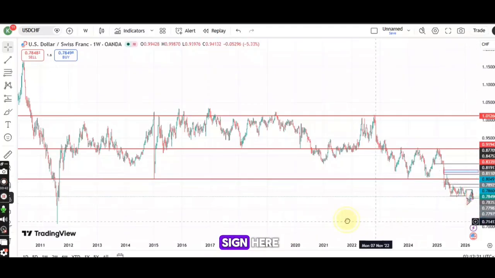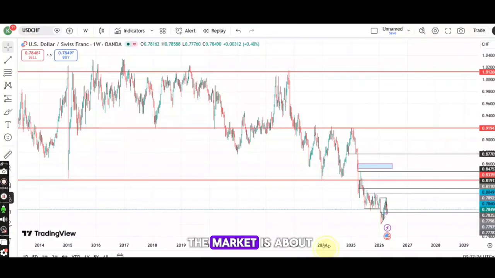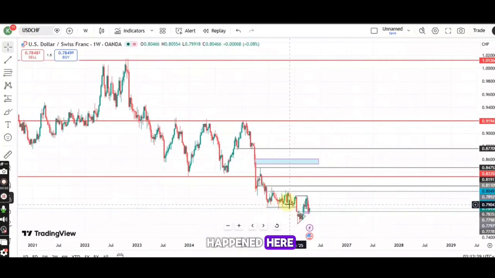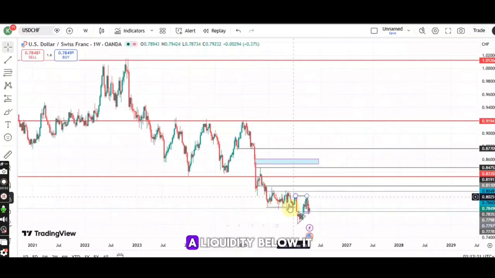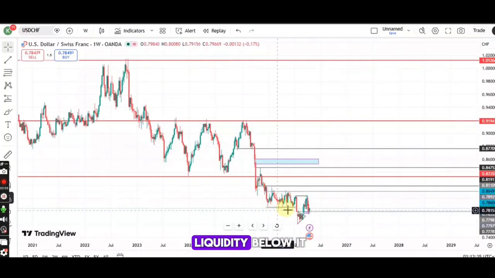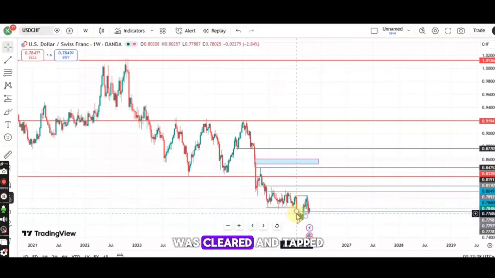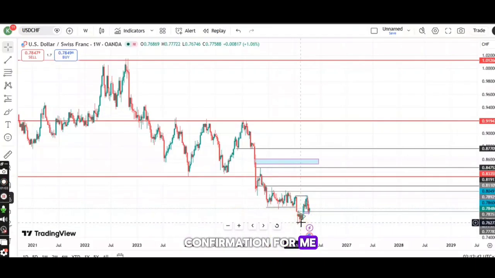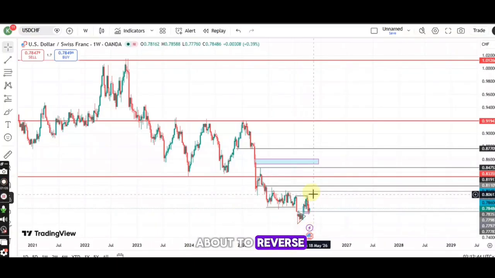There is also another sign here that showed me that the market is about to reverse. This particular range that happened here created liquidity below it and above it. And the liquidity below it was cleared and tapped into that particular block. That is the second confirmation for me that the market is about to reverse.